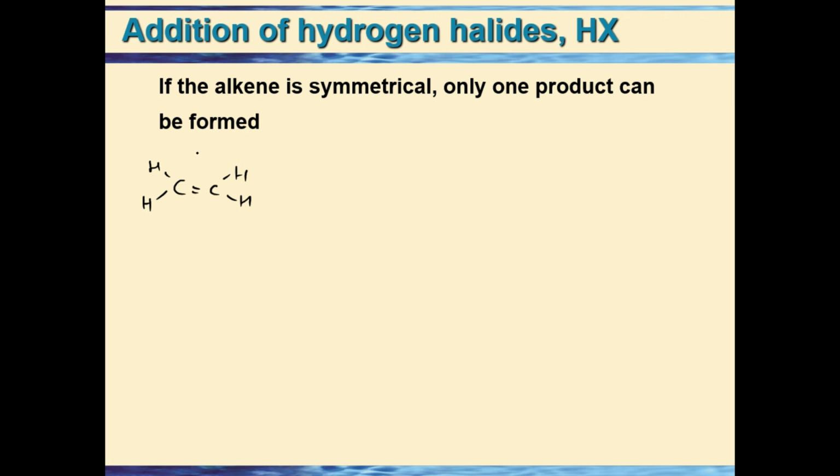So if you just draw one dotted line to go through the double bond, so left hand side and right hand side, they are the same. So this kind of alkenes are symmetrical alkenes. Another example, but-2-ene, also another symmetrical alkene. Now this type of alkenes, if they undergo electrophilic addition with hydrogen halides, we get only one type of product.